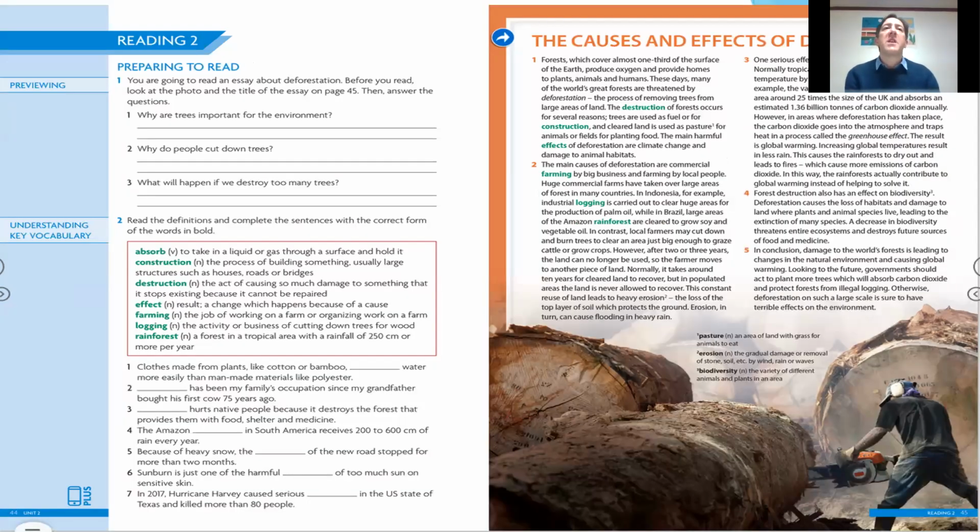And we'll have a look at reading 2. This is the main reading article that we're going to look at. There are some questions, preparing to read. Maybe you can just think about them. Why are trees important for the environment? Why do people cut down trees? What will happen if we destroy too many trees? And look at the title of the article, The Causes and Effects of Deforestation.